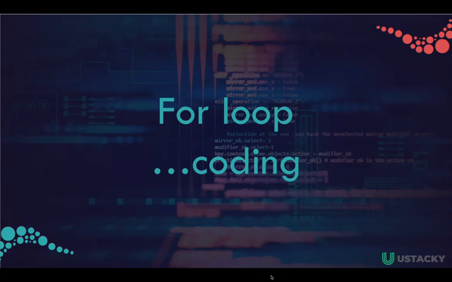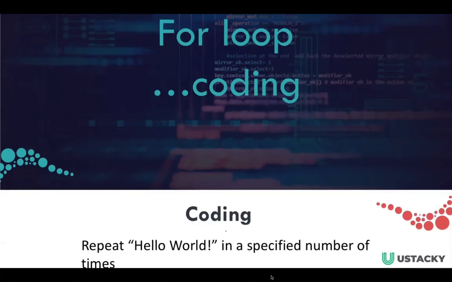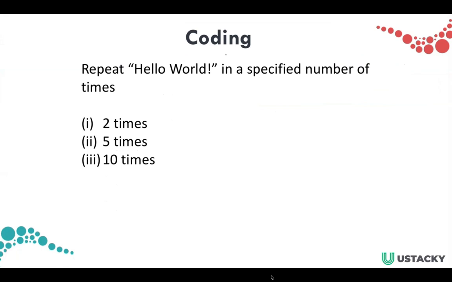In this tutorial, I'll be coding for loop. The question is to repeat hello world 2 times, 5 times, and 10 times. Because the number of times is specified, we'll be using for loop. And also, we'll be using our recommended way, that is the easy method. Remember, the components: the first one is that we start from 0. The second one is to use the less than sign for the condition. And the third component, use an increment of 1. So we have $i plus plus.